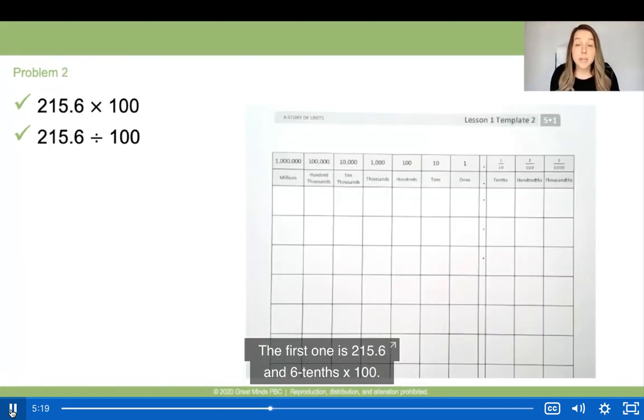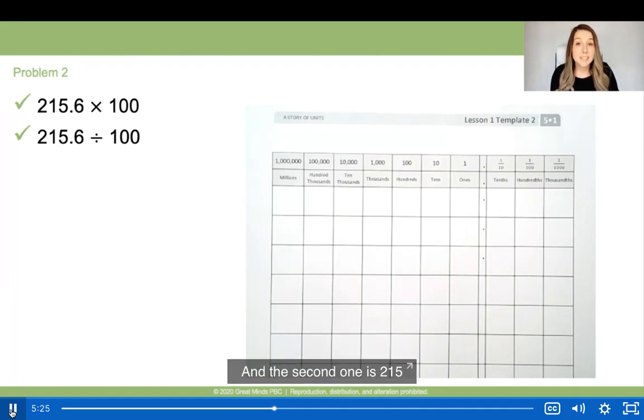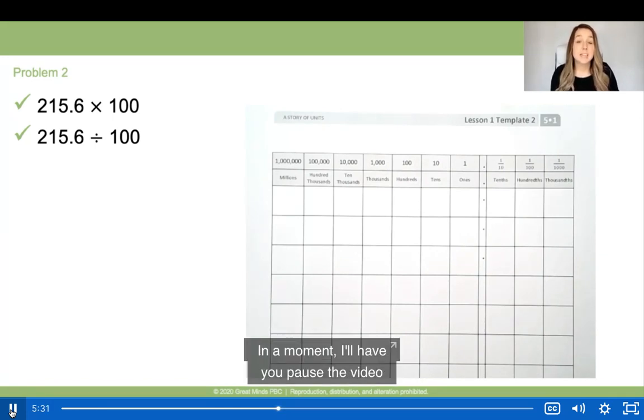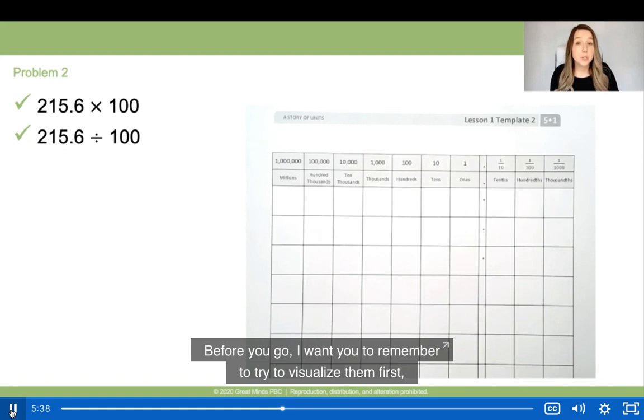Let's begin by reading the two expressions you see on your screen. The first one is 215 and 6/10 times 100. And the second one is 215 and 6/10 divided by 100. In a moment, I'll have you pause the video and work these two problems on your personal whiteboard.